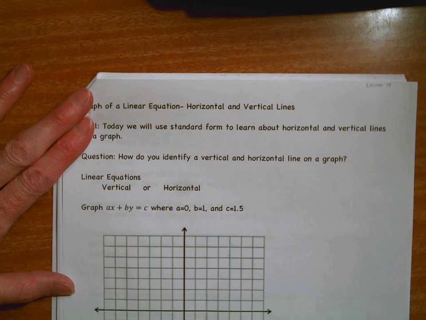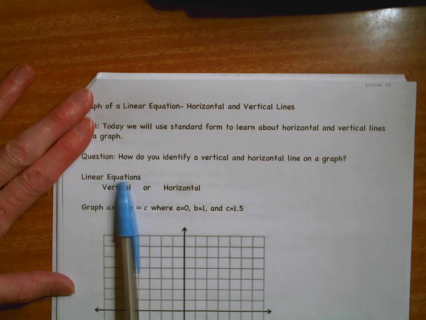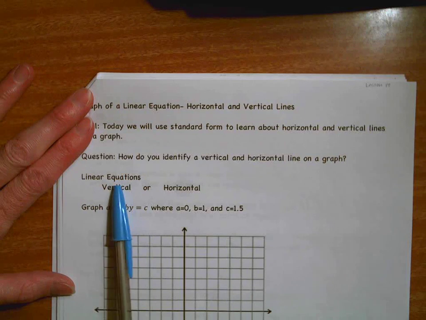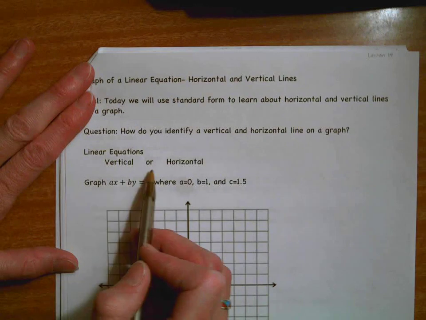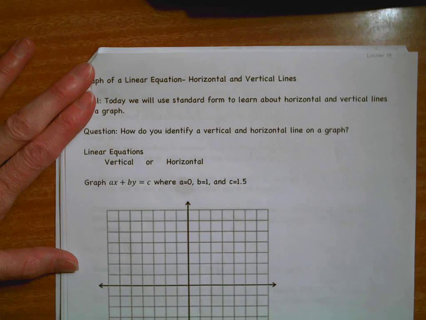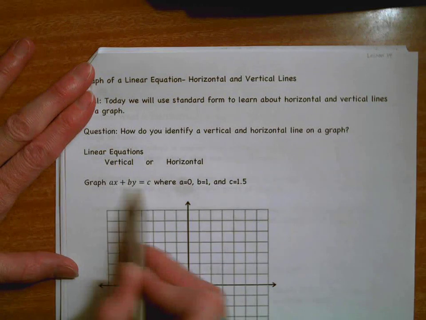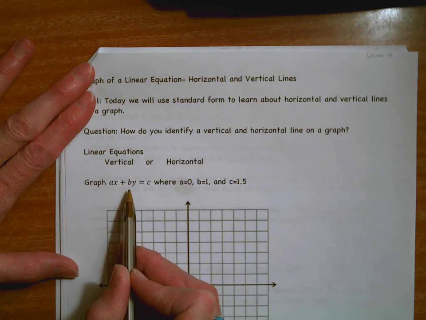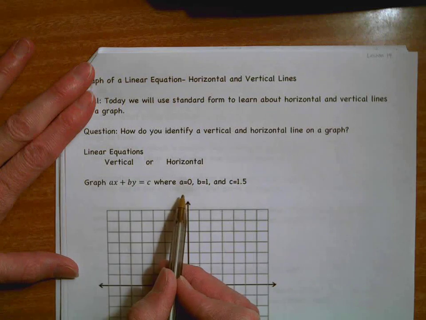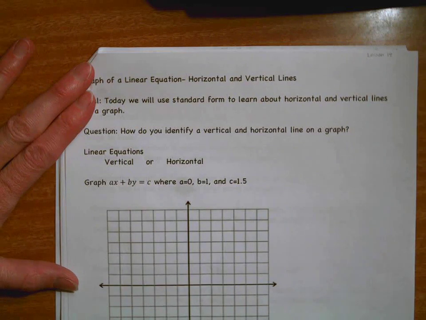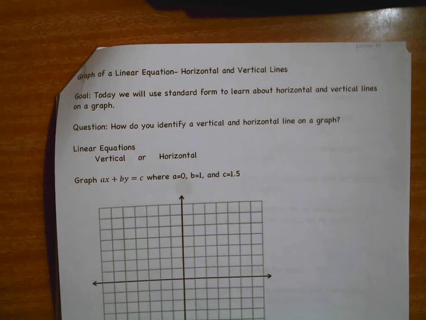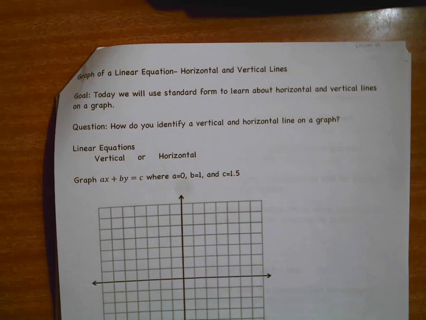Basically what we're doing is looking at linear equations. We've been spending a lot of time on linear equations. Linear equations are formed when the x has an exponent of 1 only. We're going to graph this standard form equation when given the values, and then after we graph it, you're going to tell me if you think it is a vertical or a horizontal line. So the question is, how do we graph it?